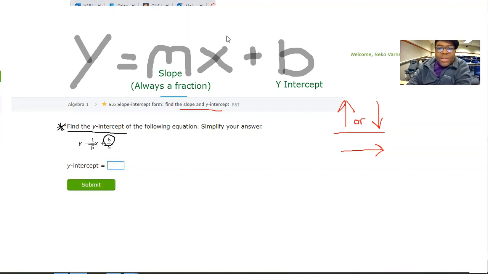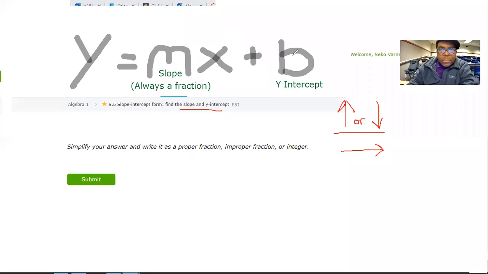One of the things we always have to do is make sure we read the directions. Let's continue. Find the y-intercept. What is the problem asking for? The y-intercept. That's the slope, 1/5. Good. And now the y-intercept is right here, 6/5. So you're going to write in 6/5, or type it in, and that would have been the correct answer.